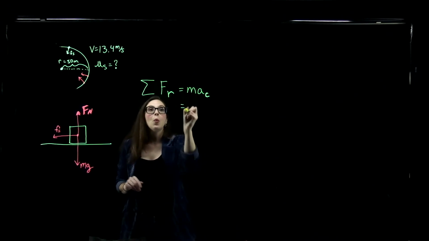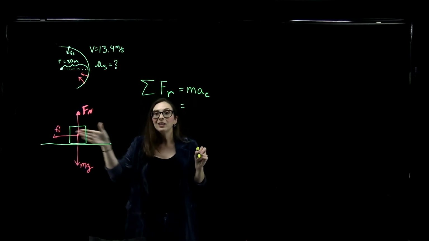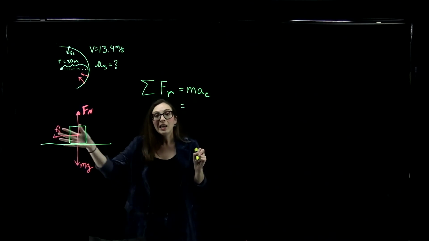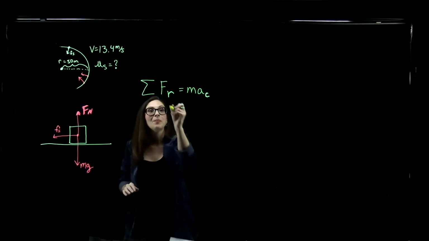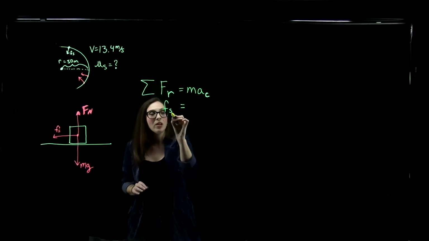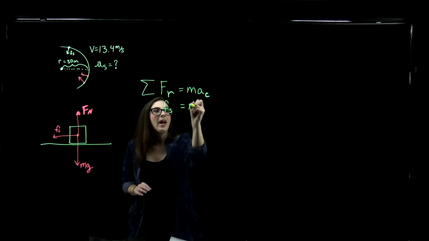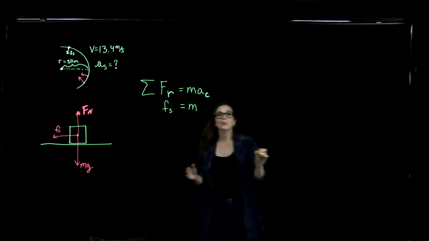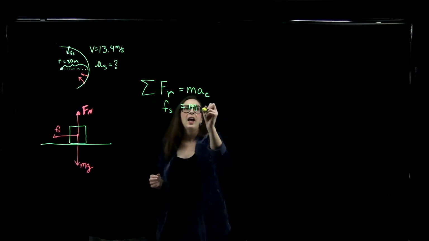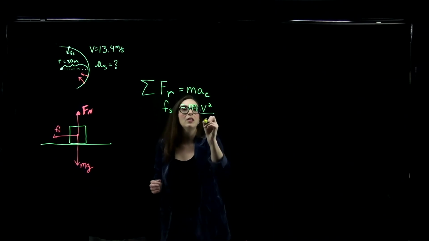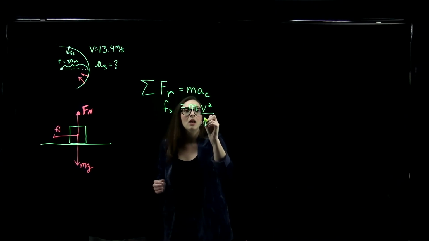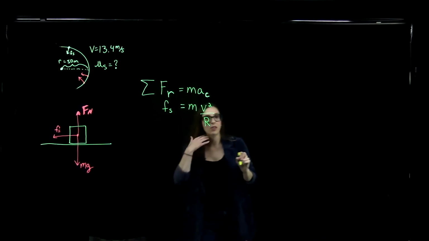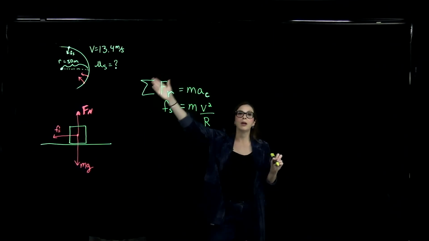Okay, so the only force we have acting in the radial direction is our static friction force. The static friction is providing us with our centripetal force. Static friction force equals the mass times the centripetal acceleration. Now we know we can also write the centripetal acceleration as v squared over the radius of our turn, or the radius of our circle here, the curve around which we're going.